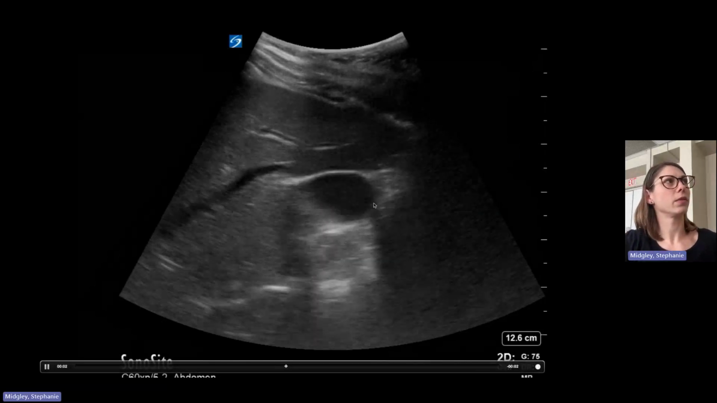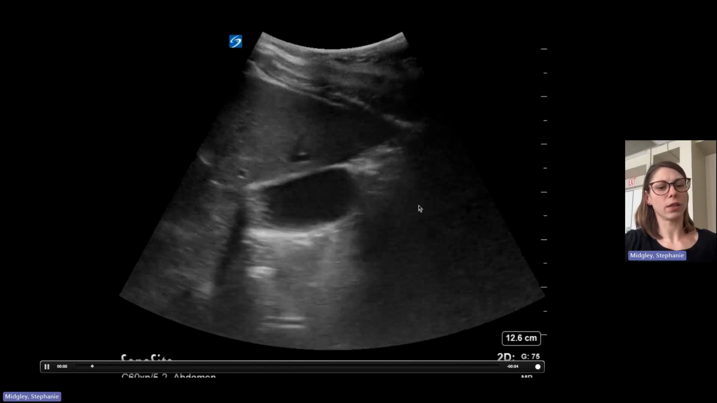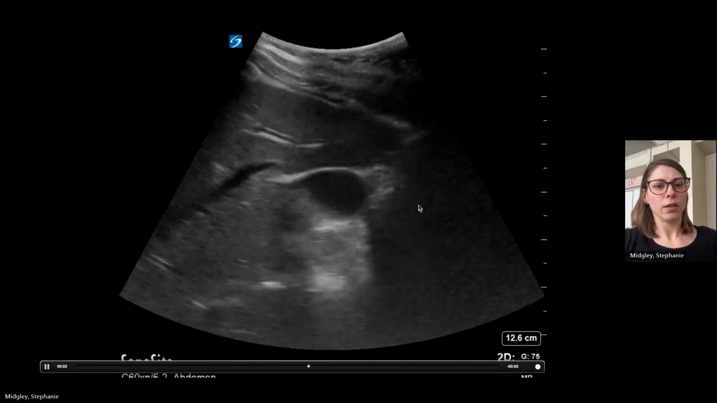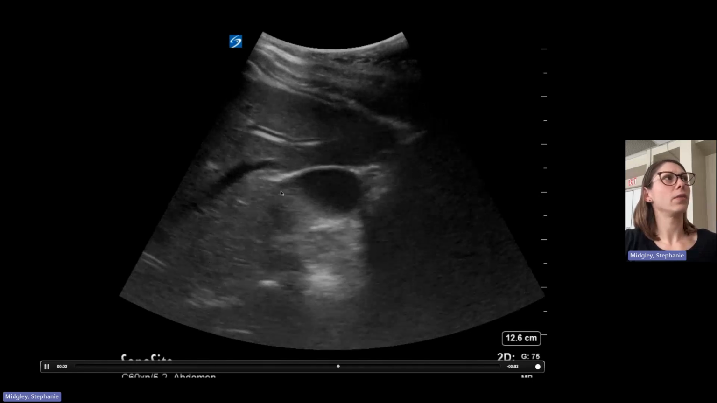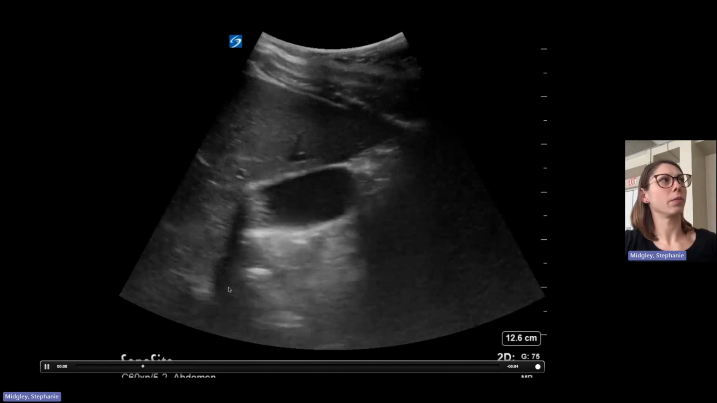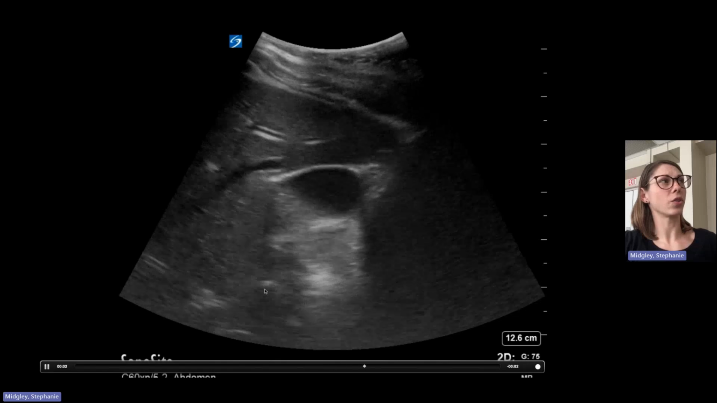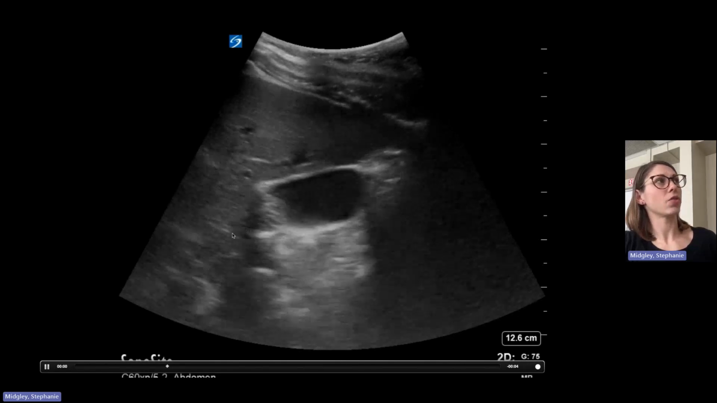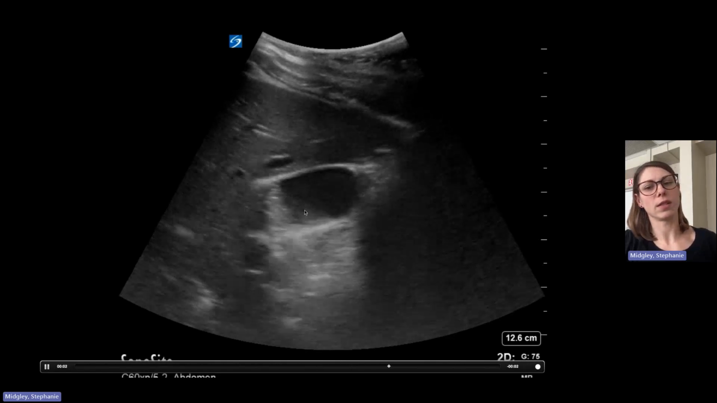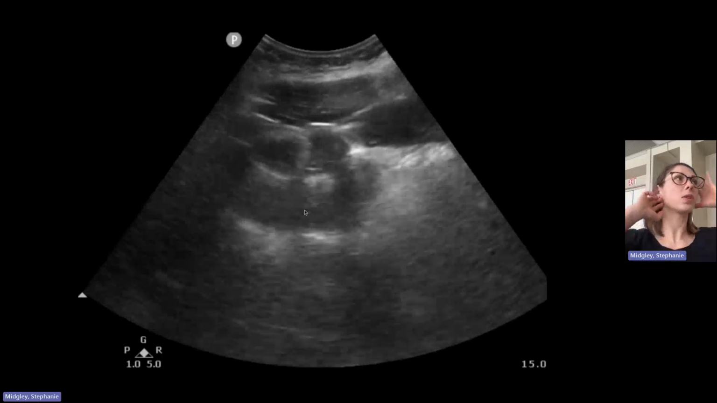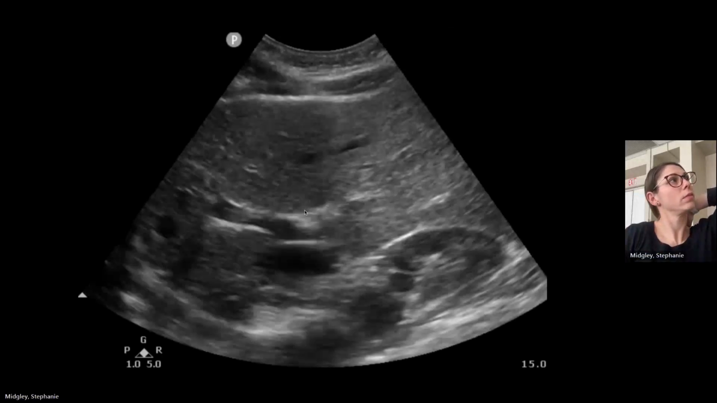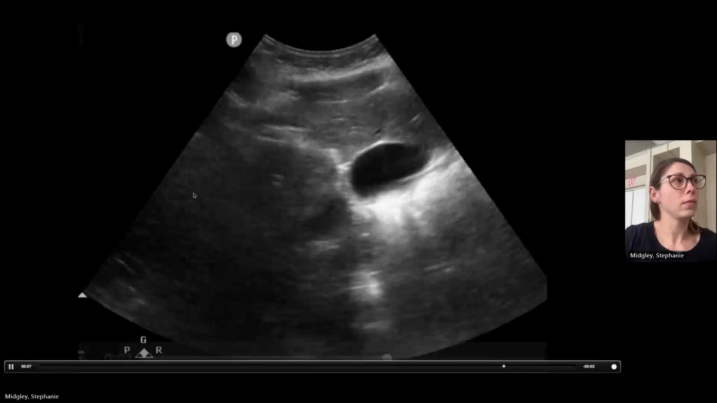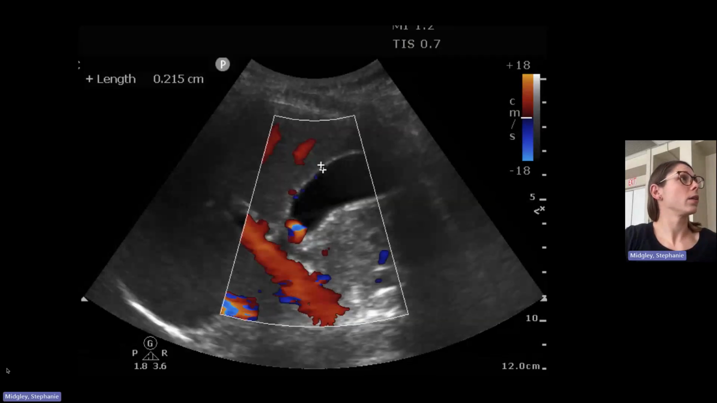All right, what about this one? What artifact are we seeing here? Edge artifact, yeah. So this is also a common fake out for stones, especially in beginners, right? They're just looking for the shadowing, and they say, oh, there's shadow, so there must be a stone sitting here that I can't see. As opposed to this one, what's going on here?